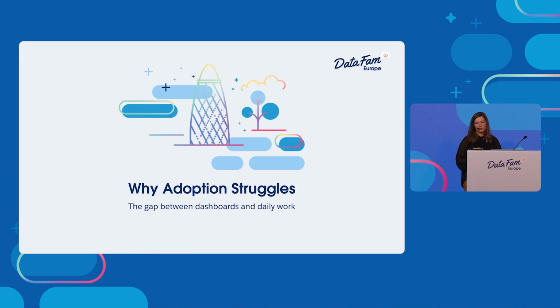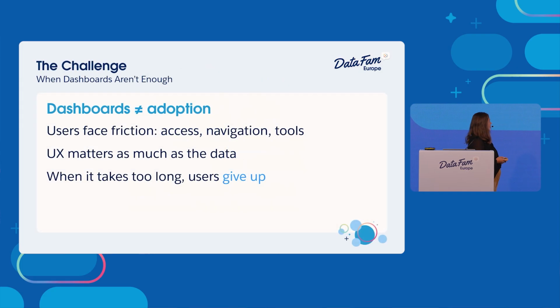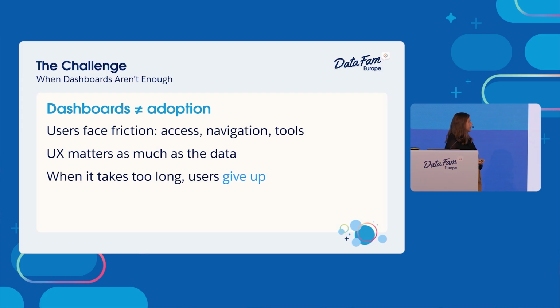So why does adoption struggle? We know that there's a gap between having dashboards and the daily work of our people. Sometimes the dashboards are really good, but it doesn't mean that we've got adoption. Users might face frictions. They can have access problems, navigation problems, tool problems, they don't know how to use it, and we realized that the UX matters as much as the data. When it takes too long to get the data, sometimes users give up.